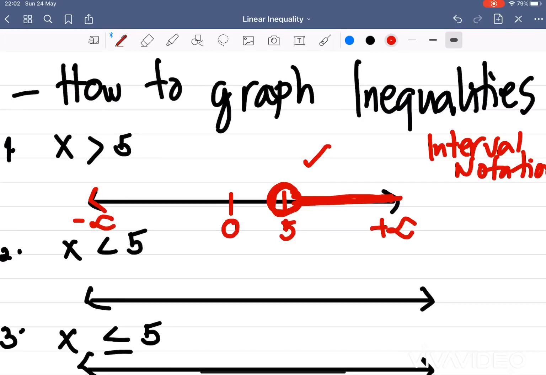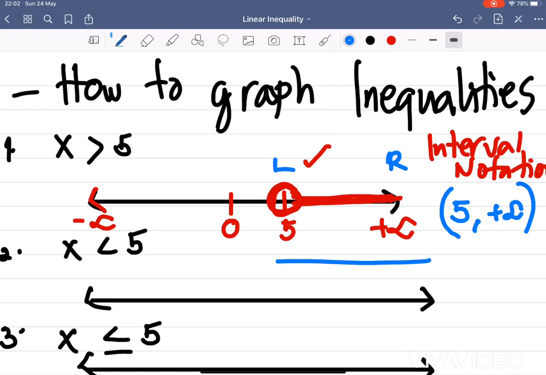Now, we start at the leftmost of the answer. So if this is your answer in the graph, the leftmost is 5 and the rightmost is going to positive infinity. So to write that in interval notation, since 5 is not included, we will use parentheses. Then you write 5, and going to the right is positive infinity. So that's the interval notation.